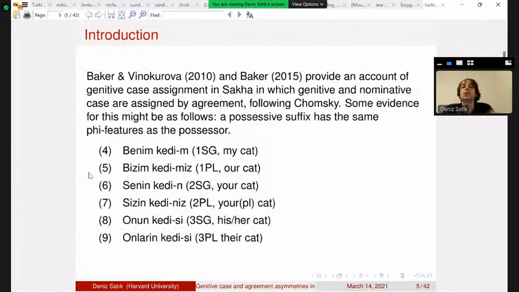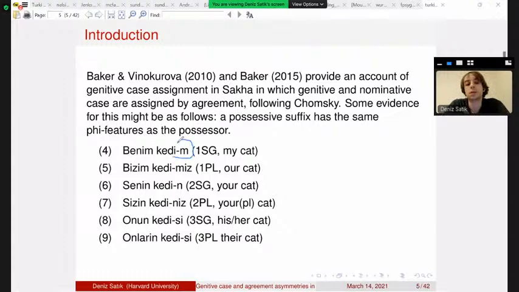So here's an introduction to Baker's work. Baker and Vinokurova 2010 and Baker 2015 provide an account of genitive case assignment in Sakha, in which genitive and nominative case are assigned by agreement, following Chomsky. Their evidence is as follows. A possessive suffix has the same 5 features as a possessor.